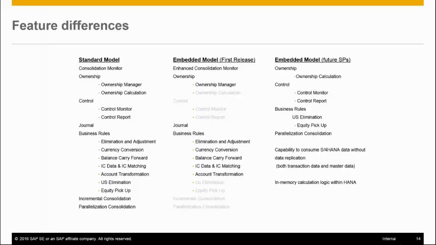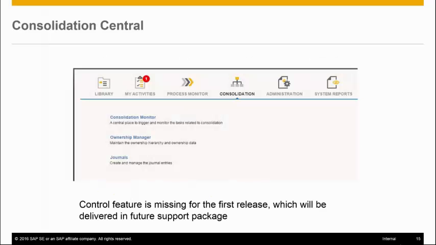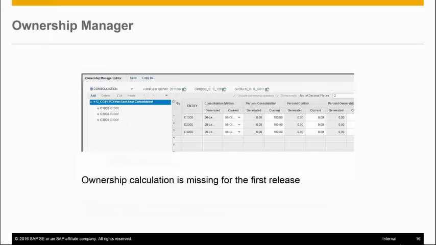You'll see there's some feature difference between the standard model and the embedded model. So for Consolidation Central, you will see that we have the consolidation monitor, ownership manager, and the journals available. These are the same. The only missing part is the control capabilities, which will be delivered in the future support packages. And next one, please. Onto the ownership manager. Yes.